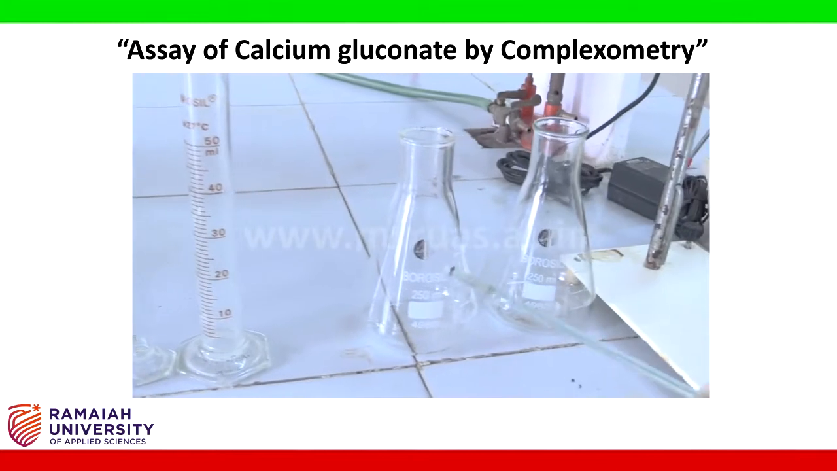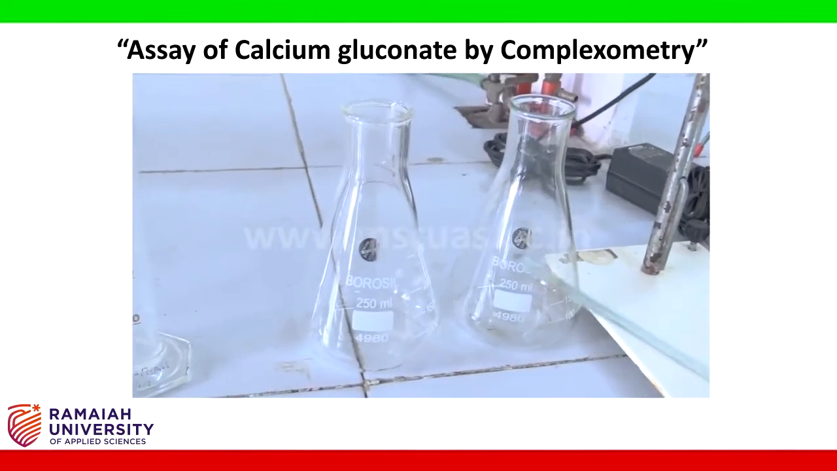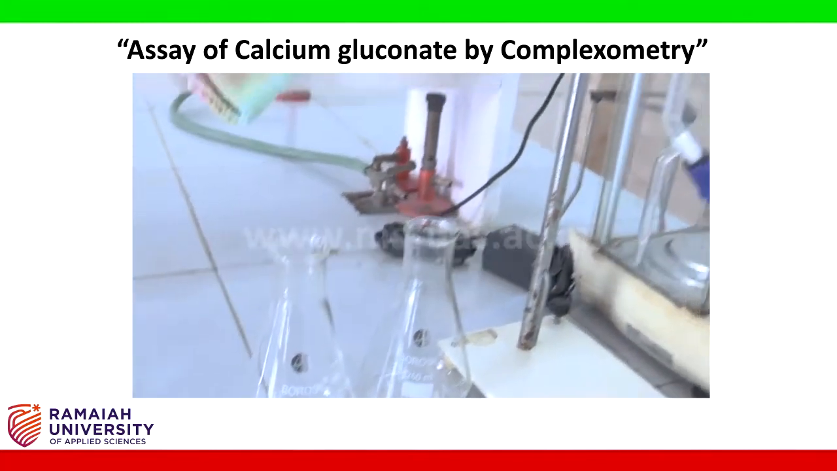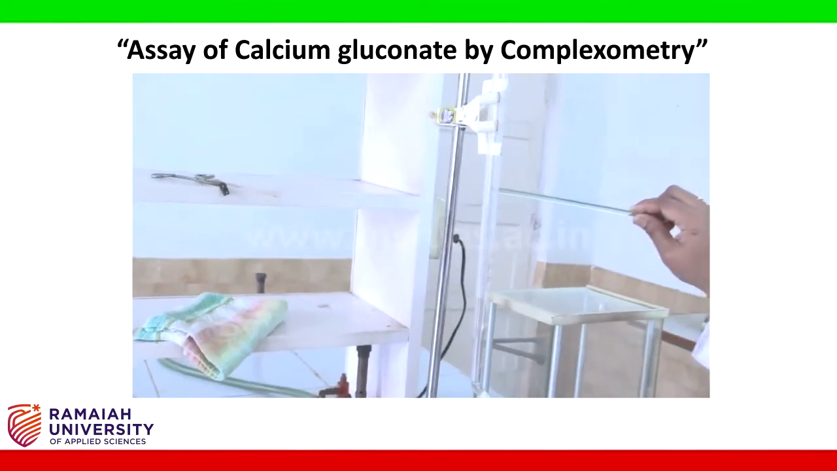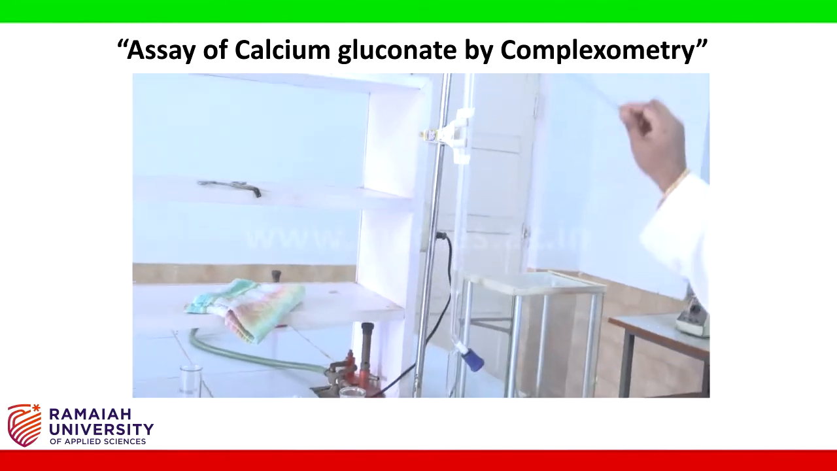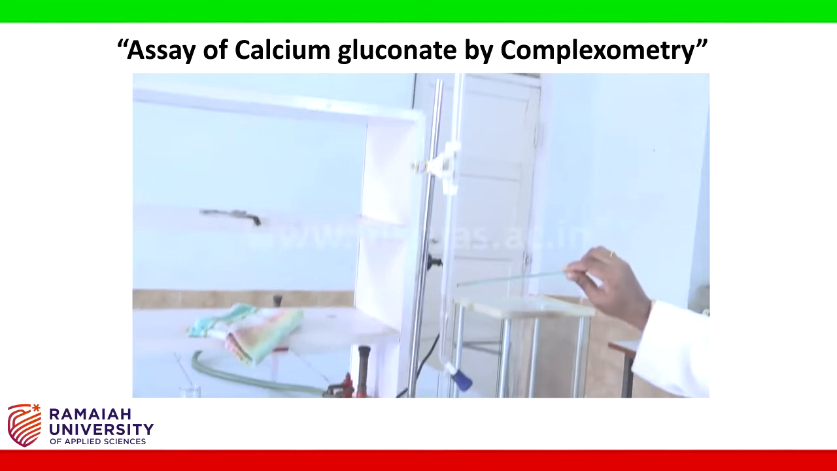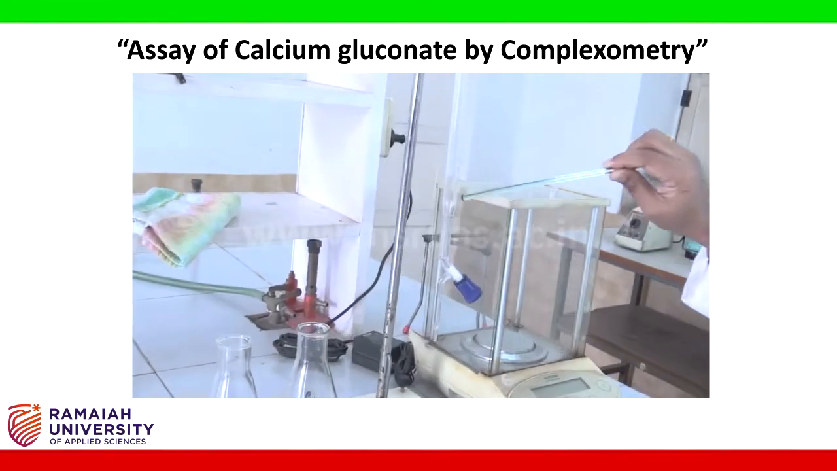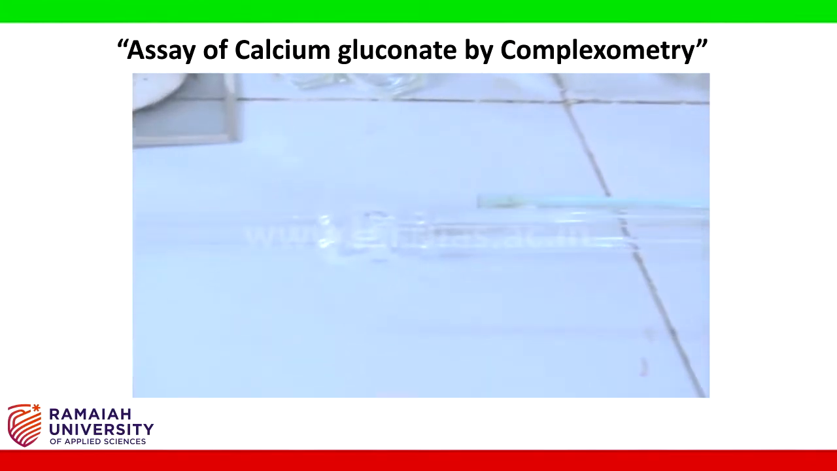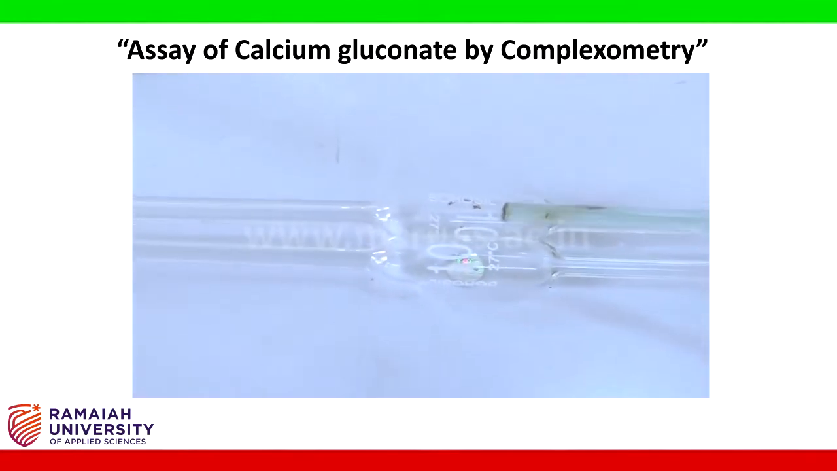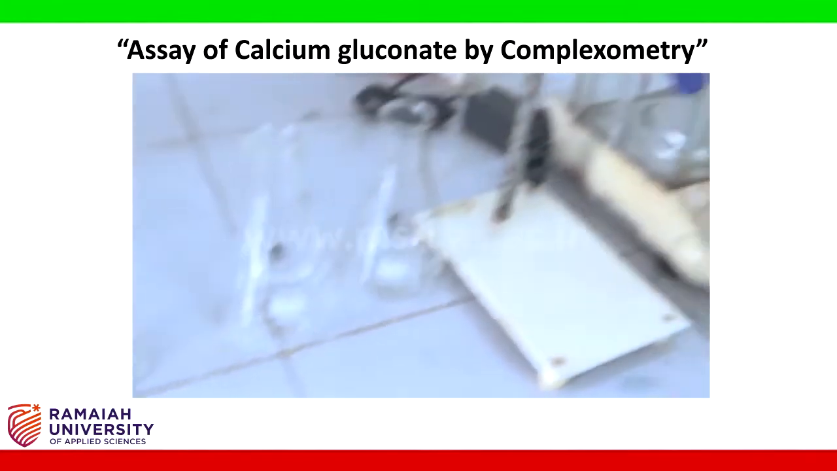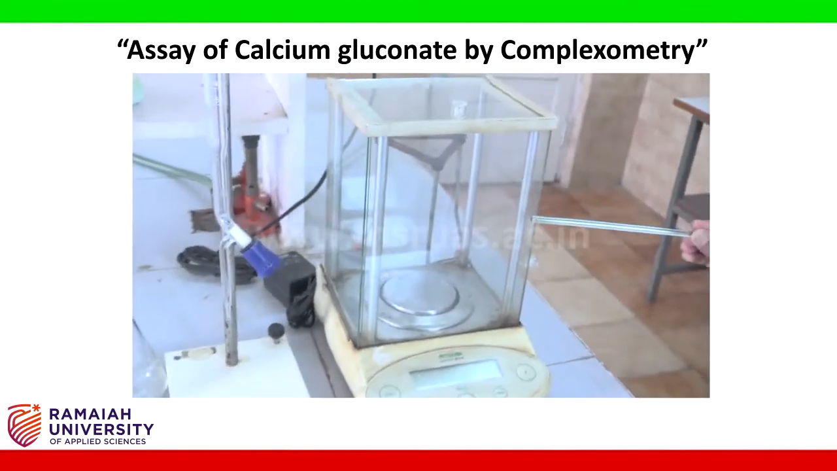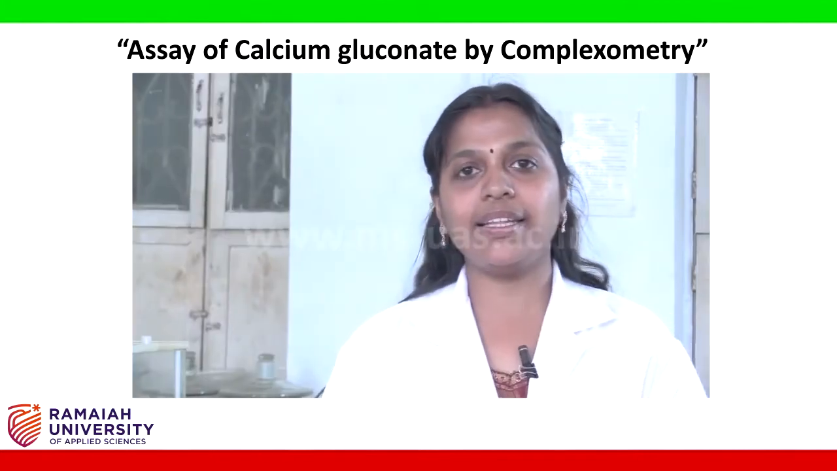conical flask 250 ml, 2, burette stand, burette 50 ml graduated, bulb pipette 10 ml, and digital balance. Let us start the experiment.